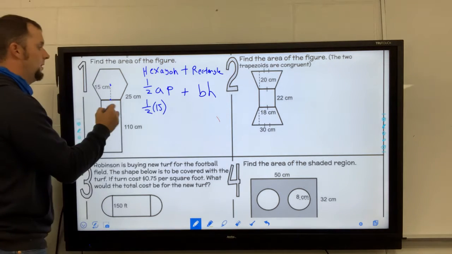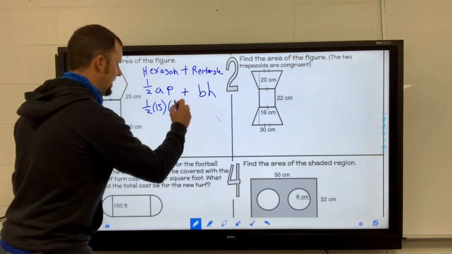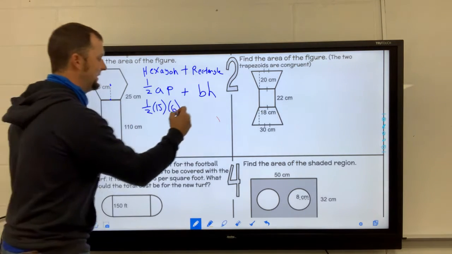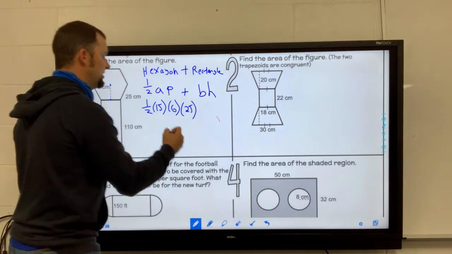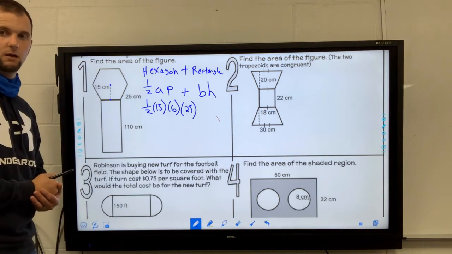And then to find the perimeter, I know there's 1, 2, 3, 4, 5, 6 sides, and I'm going to multiply that by one side length, which is 25. So ladies and gentlemen, this right here is going to find the area of my hexagon, okay?